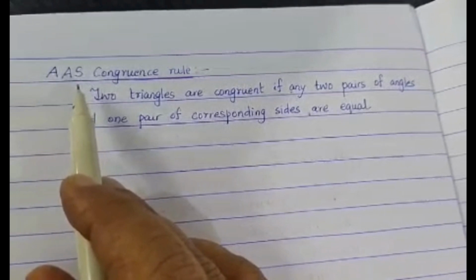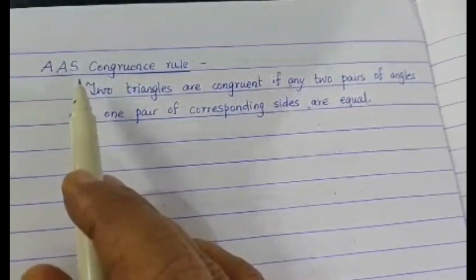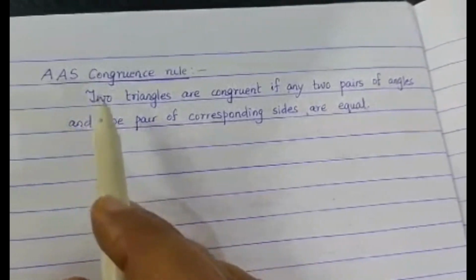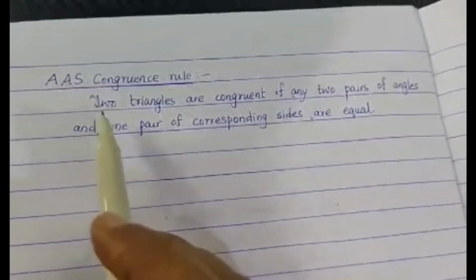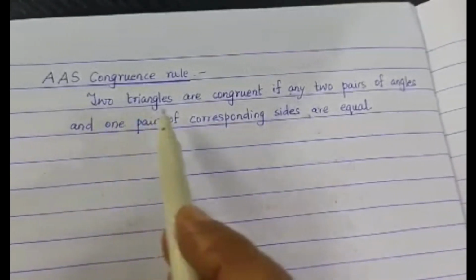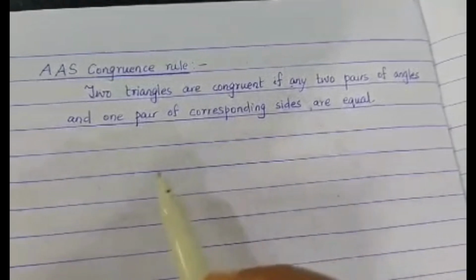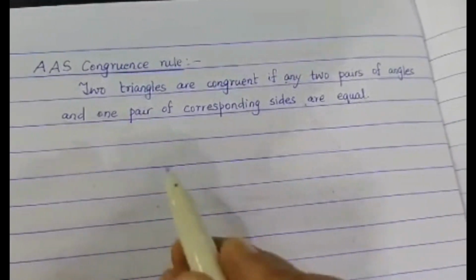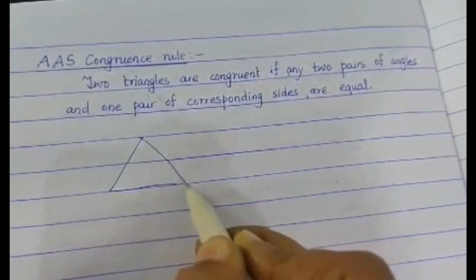Right now what we have discussed and studied was ASA, angle side angle, and there the side was included between the angles. So two angles and the included side. Here AAS says that two triangles are congruent if any two pairs of angles and one pair of corresponding sides are equal. Means it is not necessary that, let us draw two triangles.